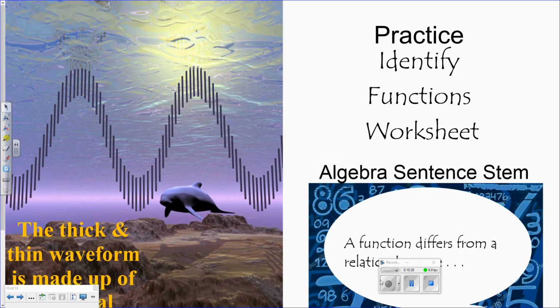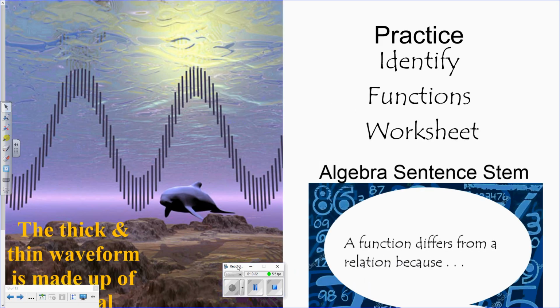Alright, before watching the next video, what I would like for you to consider is how a function differs from a relation.